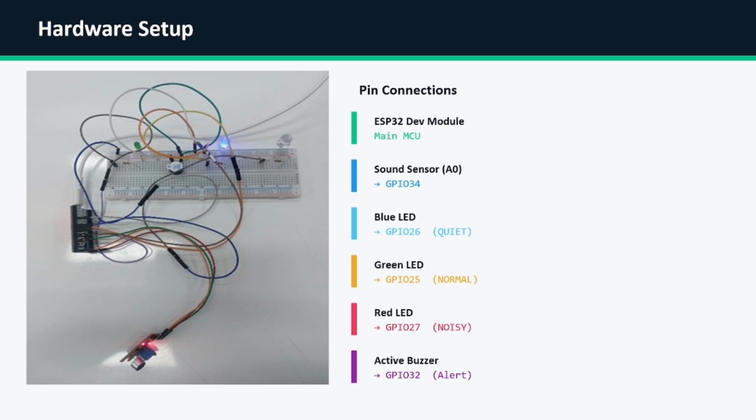On the hardware side, a 4-pin analog sound sensor is connected to GPIO34. Three LEDs, blue, green, and red, on GPIOs 26, 25, and 27 provide local visual feedback for each noise state. An active buzzer on GPIO32 gives an audible alert every 10 seconds when the environment stays noisy.